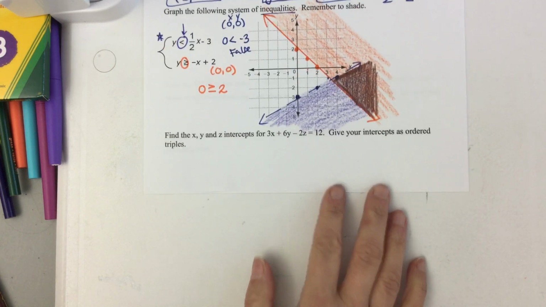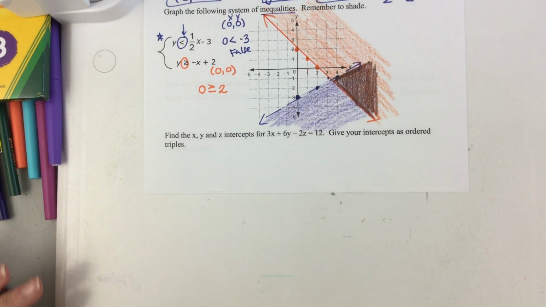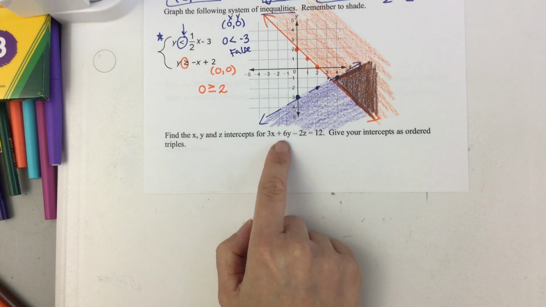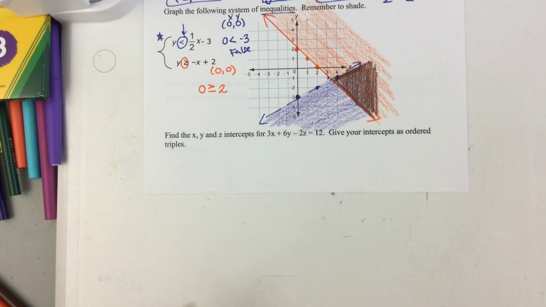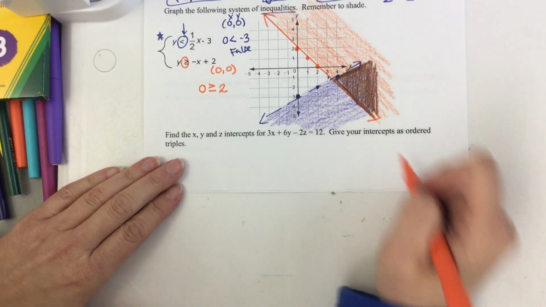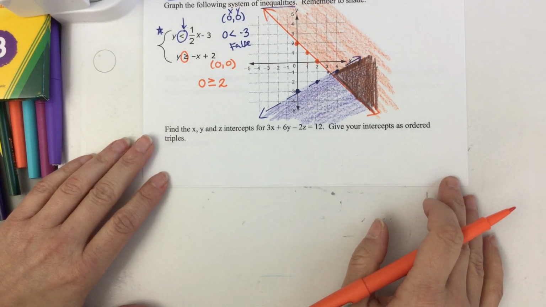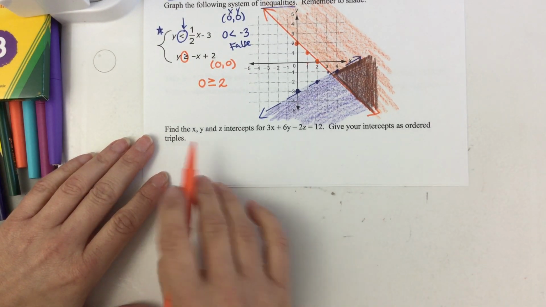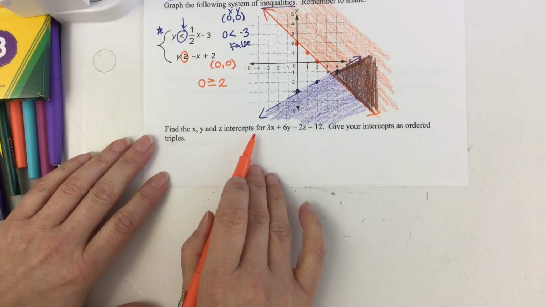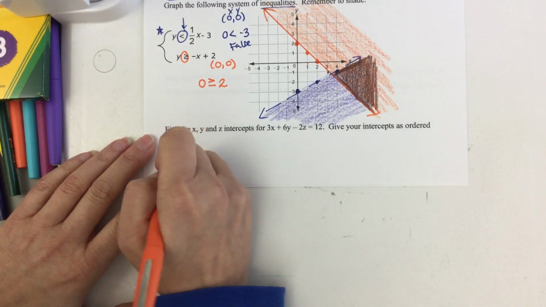Okay, next part. If we step up our game and we go to x's, y's, and z's, intercepts are ordered triples where you have 2 zeros and 1 numerical value. So it says find the x, the y, and the z intercepts. Make sure you give them as ordered triples.